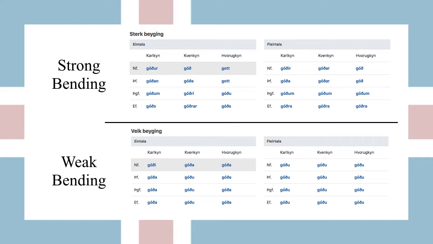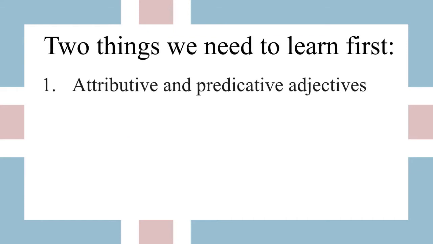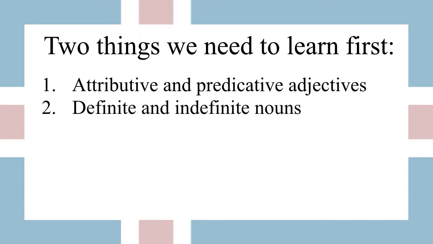Now there are two things that we need to learn first. First is we need to understand the difference between attributive and predicative adjectives. And next we need to learn about the difference between definite and indefinite nouns. So let's start first with attributive and predicative adjectives.